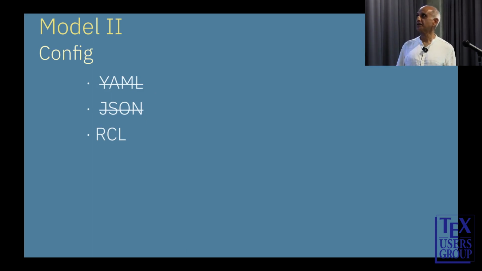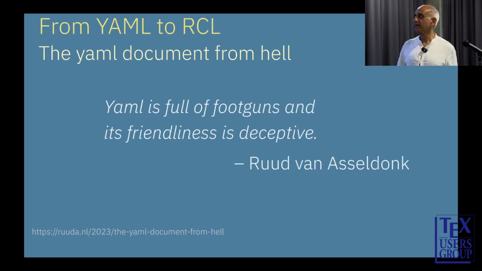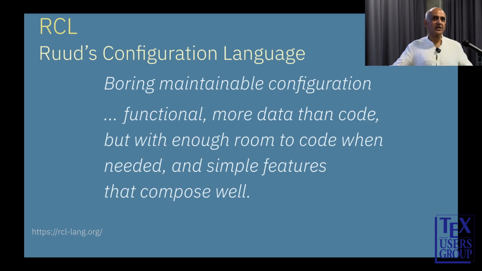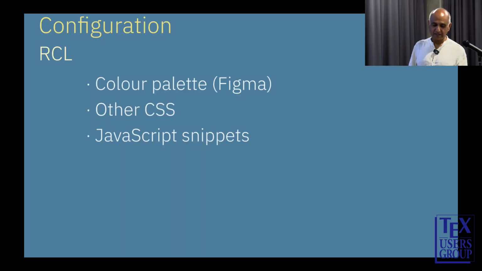Okay, configuration, model part 2. It may seem ironic since I've spent so much of my early time talking about YAML, but I adopted RCL. If you take nothing away from this talk, more than this, do a deep dive into RCL. Ruud van Asseldonk wrote this very excellent and biting article about the YAML document from hell. So what is one to do? He, of course, writes his own config language, which is a superset of JSON, very elegant with control structures. I used RCL for color palettes to be complementary, other CSS, JavaScript snippets.